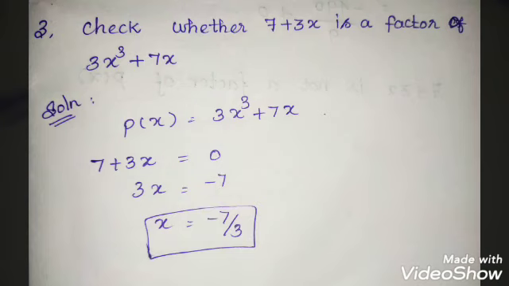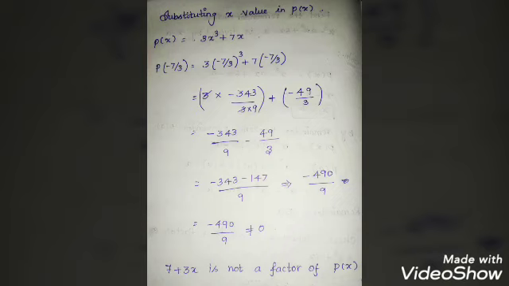Next, your third question. Check whether 7 plus 3x is a factor of 3x cube plus 7x. Right? 7 plus 3x is a factor of which polynomial? 3x cube plus 7x is a polynomial. So p of x is equal to 3x cube plus 7x. Right? What is the factor we have to check? 7 plus 3x. So equate that to 0. You will get the value of x. Substituting the x value in p of x.